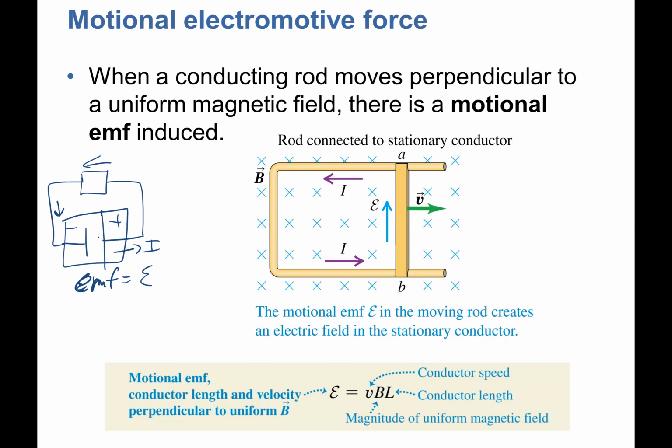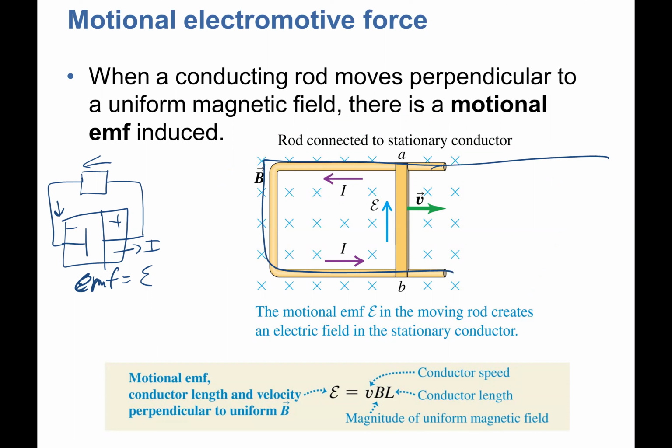But here we have another EMF source, you can think of it like another battery, but we're not using any chemicals here. What we're using is magnetic fields and a conductor. The idea here is this. For example, you have a rod connected to a stationary conductor, a kind of U-shaped rod like this.